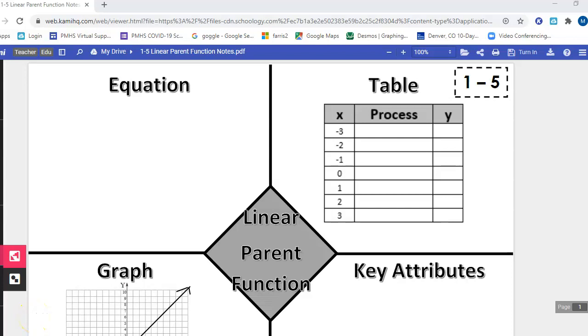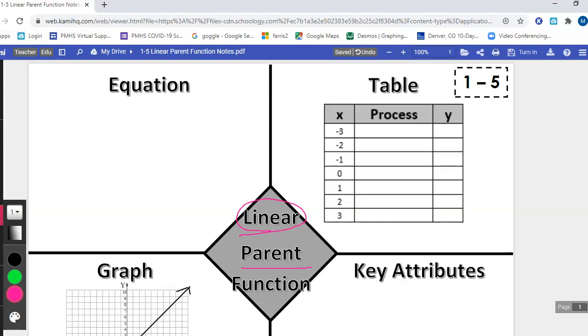Please open your notes, Unit 1.5, Parent Functions. We are going to be talking about parent functions all year long. We will learn about 7 different parent functions. Parent is just the word we use to describe the most basic function, and we're going to describe the linear parent function. I hope it should be pretty obvious that the linear parent function is going to make a line.